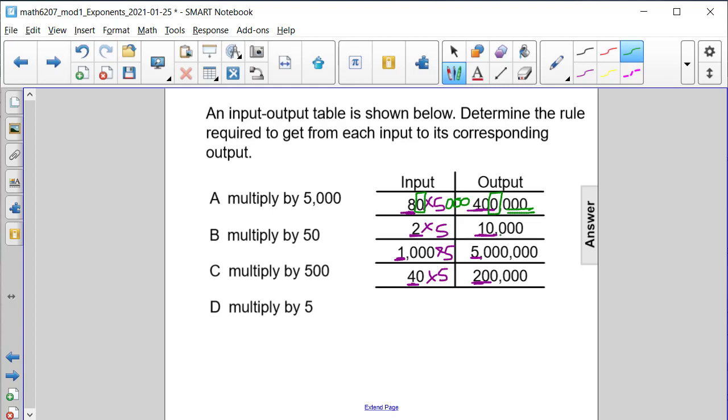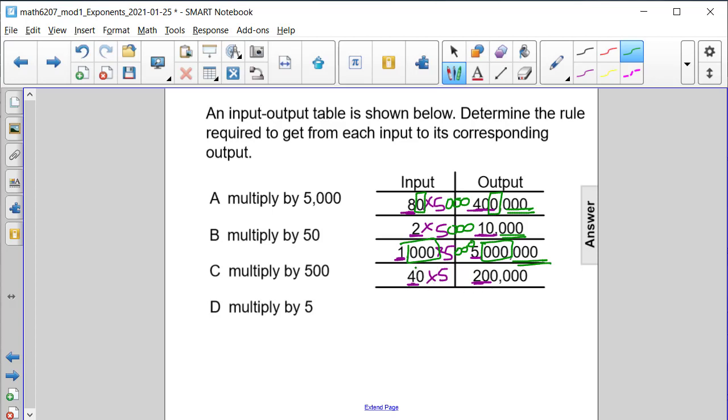The same holds true for the second one. 3 zeros means 10 times 10 times 10, or an extra 1,000 that we're multiplying by. So instead of just 5, it's 5,000. And then this 1,000 has 3 zeros, so that accounts for these 3. And again, we have 3 extra zeros. So if we multiply 1,000 by 5,000, we will indeed get 5 million.